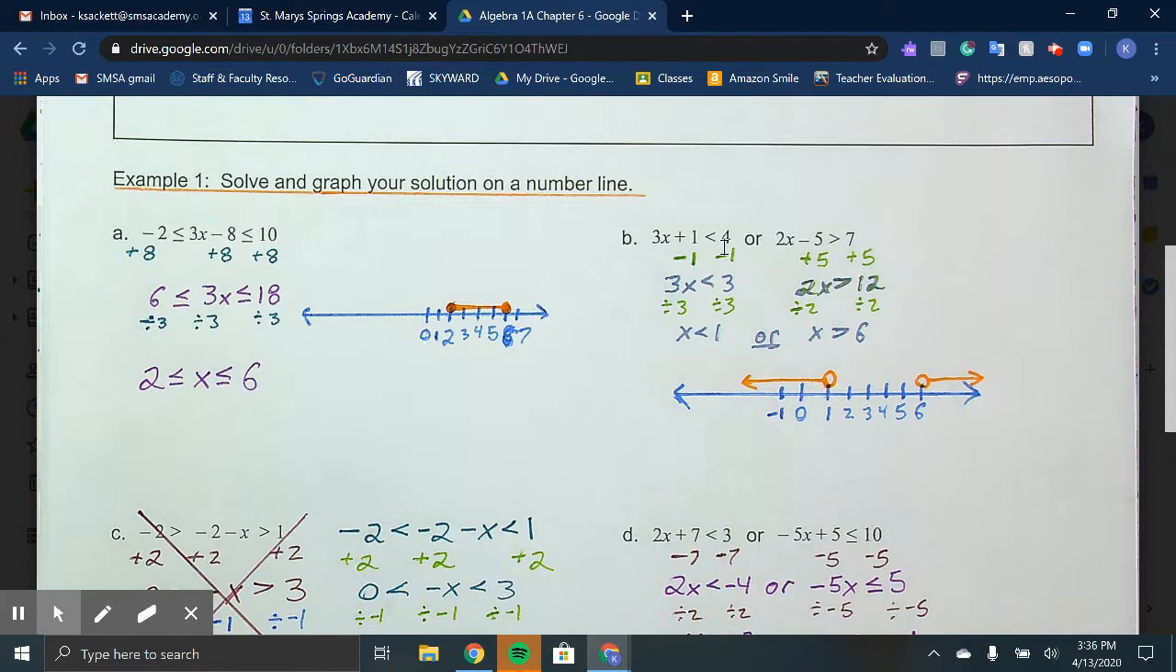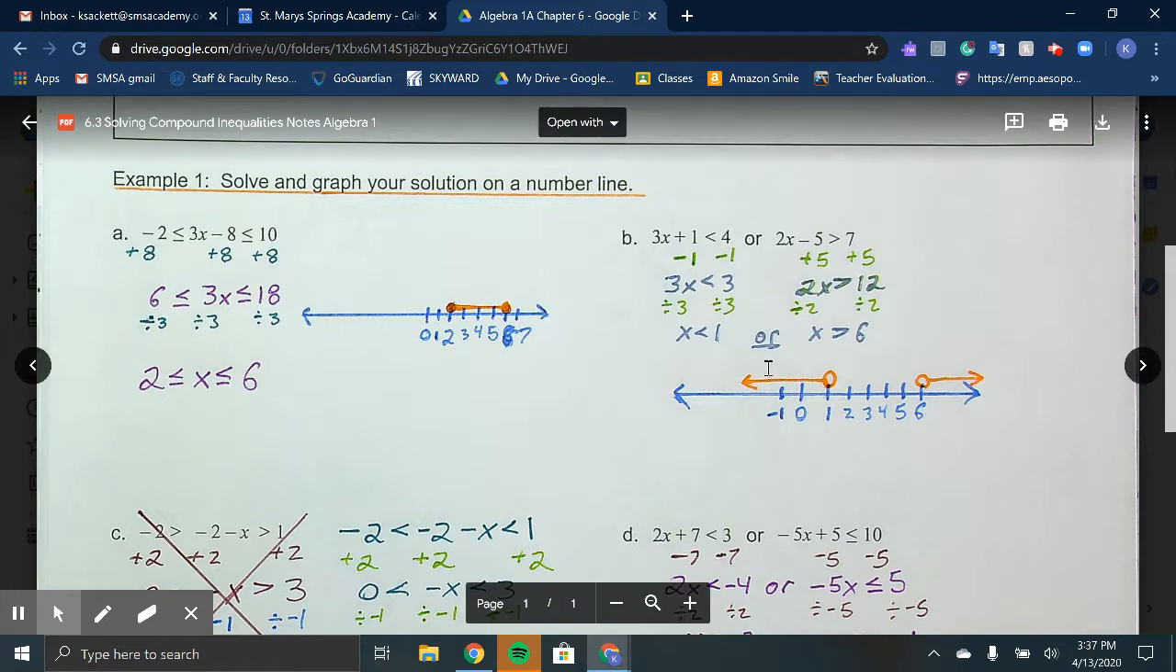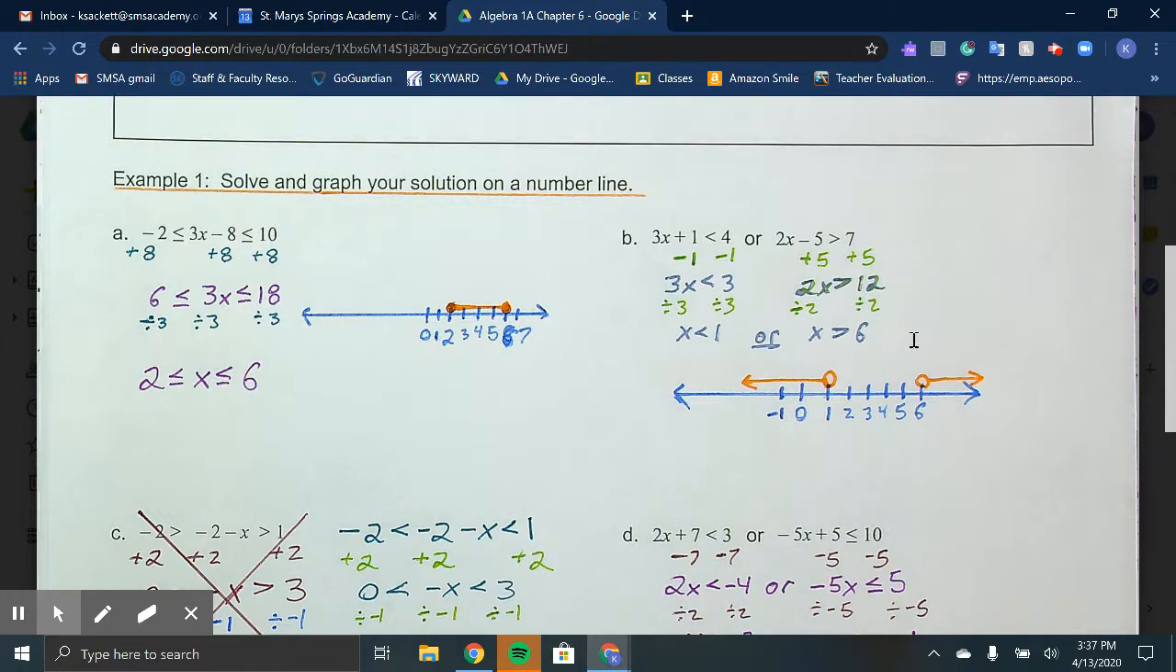So to get rid of the additional 1, subtract 1 from each side. 3x is less than 3. Divide both sides by 3, and x is less than 1. Then we have to solve the other inequality. So add 5. So 2x is greater than 12. Divide both sides by 2, and x is greater than 6. So our final inequality here is x is less than 1 or x is greater than 6.